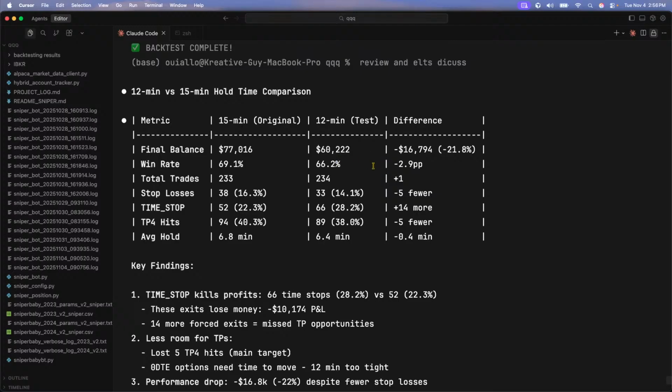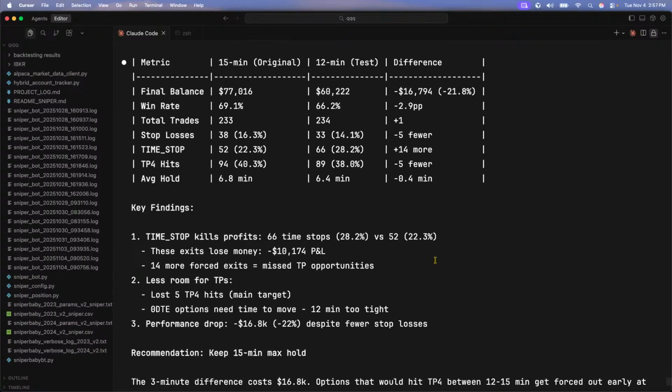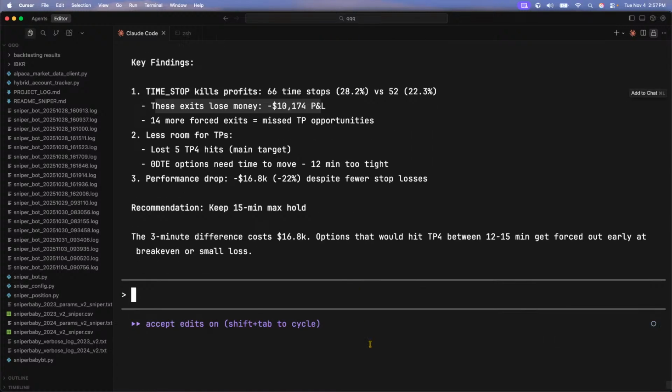Okay, original. See, the time stop kill profit, 66 time stops versus. Okay. These exits were 10,000 forced. Okay, keep that. The 3-minute difference cost 16,000. The option would have hit TP4 between 12 and 15, but it got forced out early at the break even. Okay. All right, so we'll just keep it at 15. Just put it back at 15 minutes.